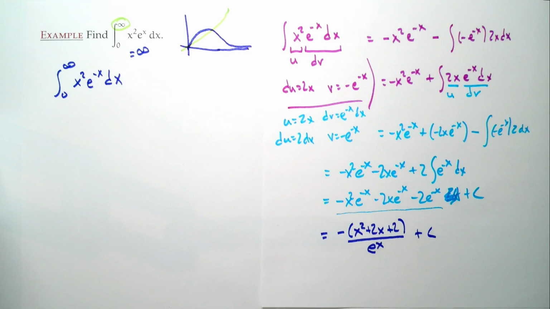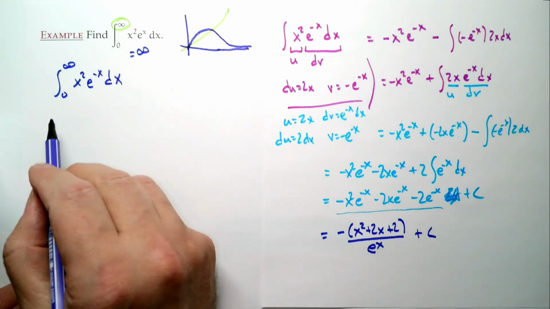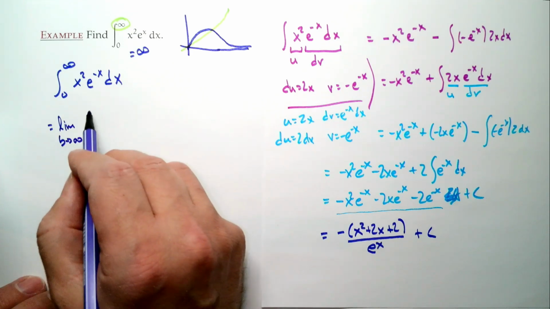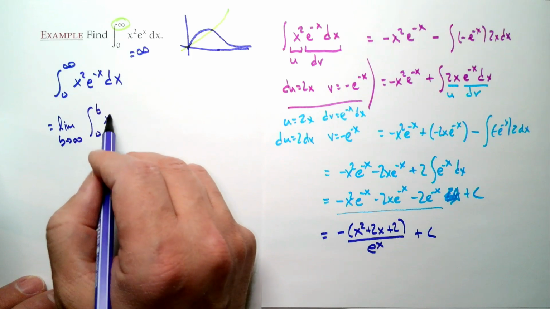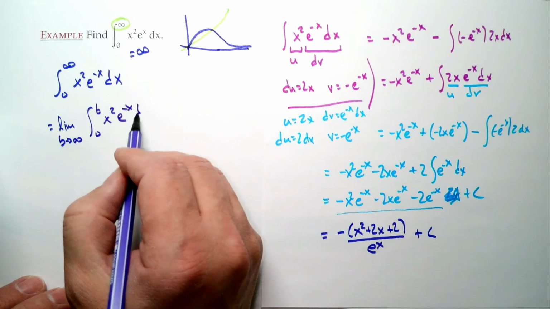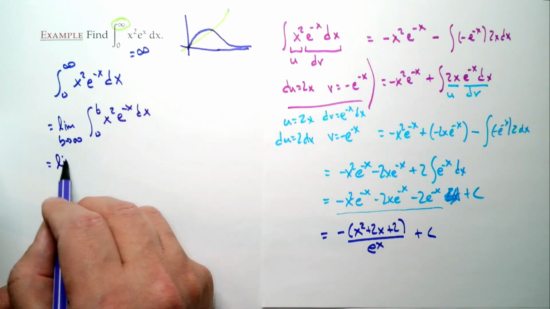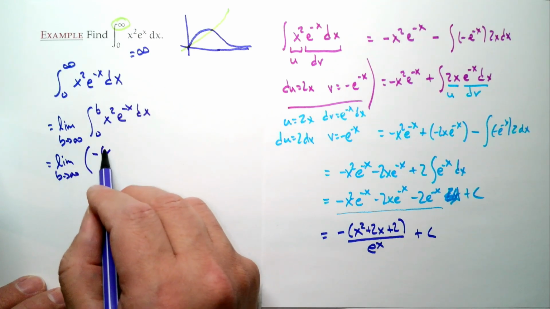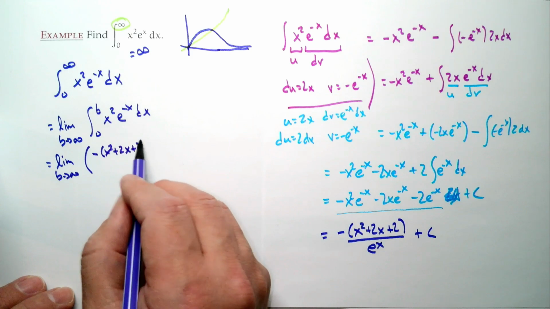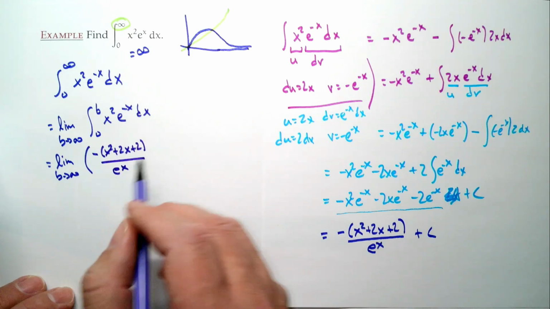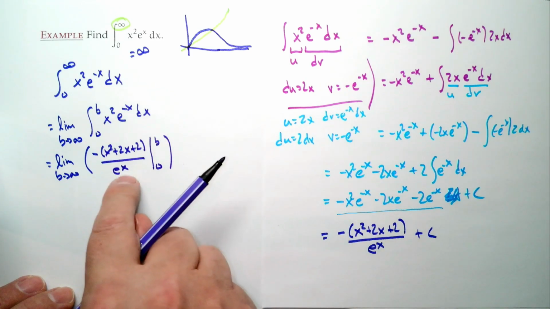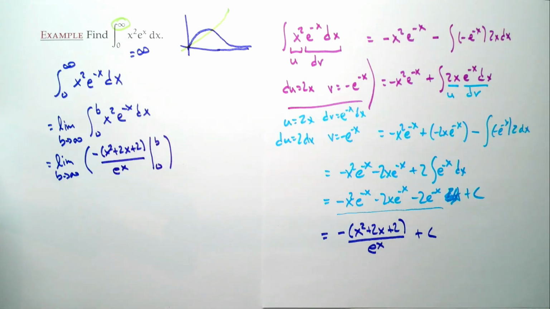All right, so there we go. There's our antiderivative. So, coming back to this problem, we take a limit as we head off to infinity, integral 0 to b, x squared e to the minus x dx, which is the limit as b goes to infinity of minus x squared plus 2x plus 2, all over e to the x, evaluated from 0 to b. Because remember, I don't need the plus c because I'm doing a definite integral.